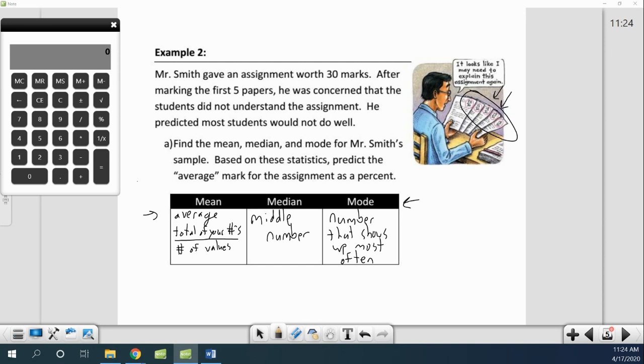Misses every single question. Now, that would be an unusual mark, right? But that 0 is going to drag the class average way down. So the average mark for the assignment, you probably wouldn't want to include that.